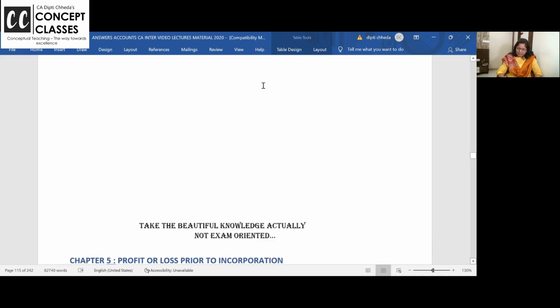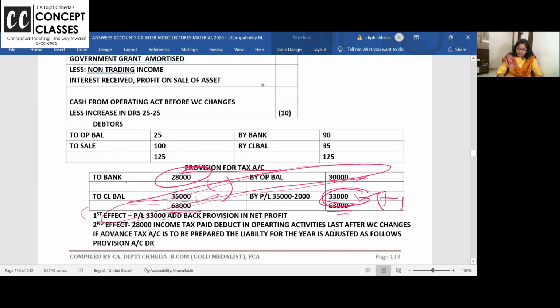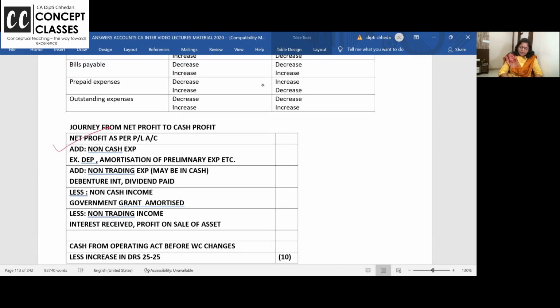Direct method, indirect method. Yes, here it is, look. Net profit, add non-cash expense, add non-trading expense. Non-trading expense may be in cash, like dividend is paid in cash, debenture interest is paid in cash, but it's non-trading. It's not related to operating. So remove it from here and take it as outflow in financing activity. Okay? Less non-cash income, government grant, and non-trading income, interest received and profit. If you remember this format, you will do it all correct.